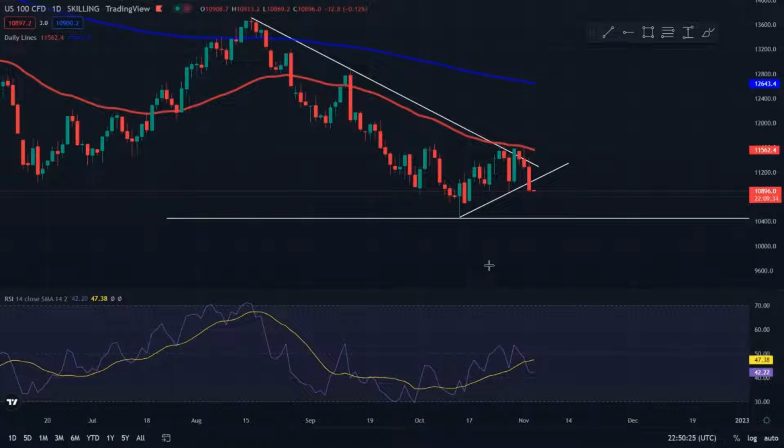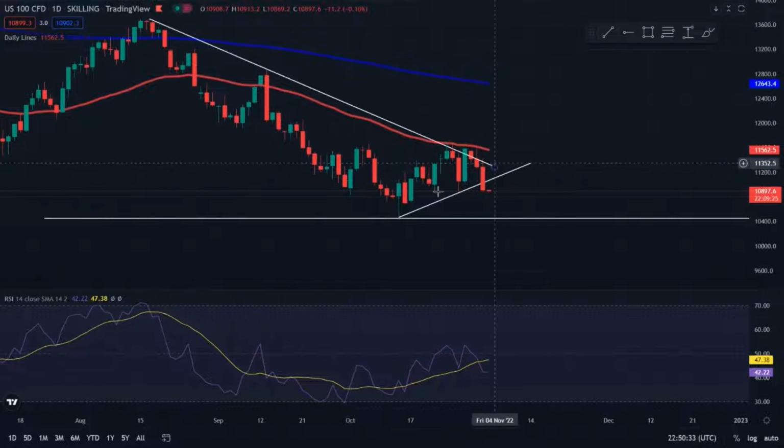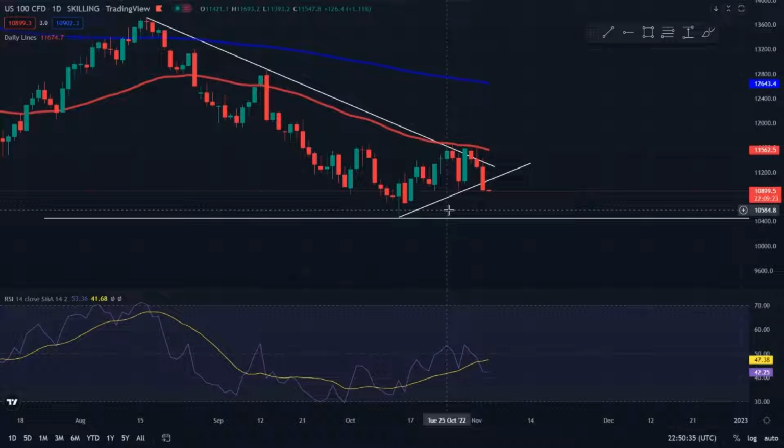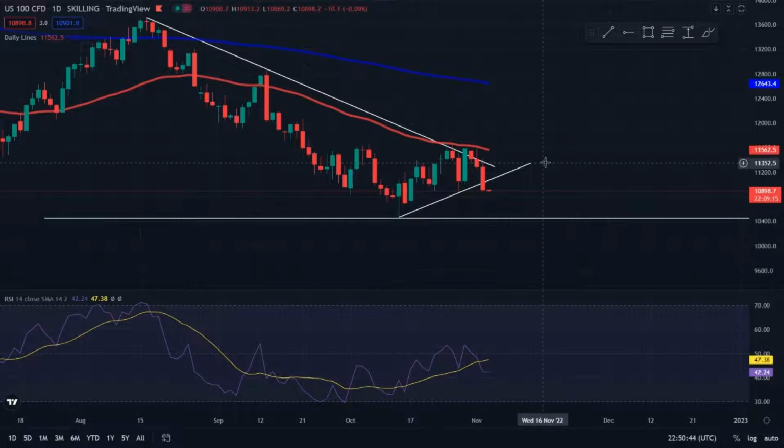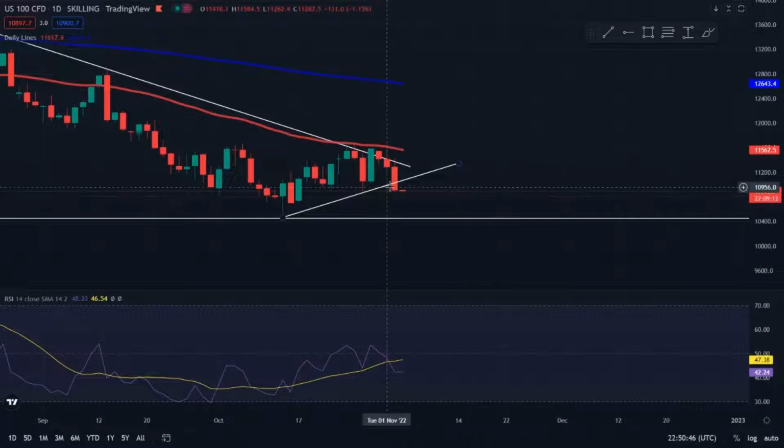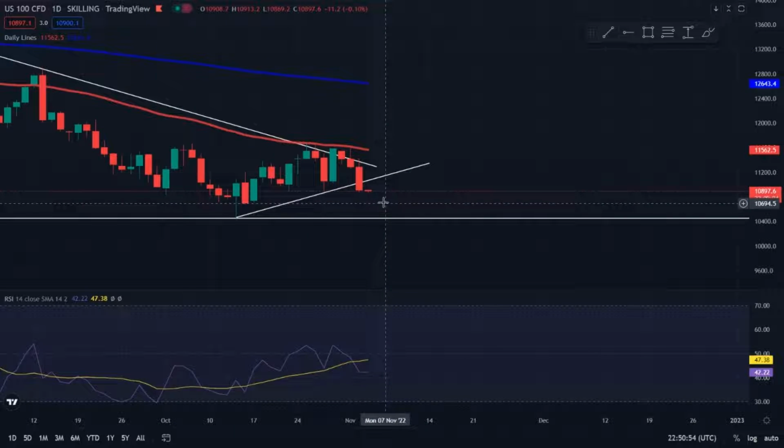Okay, so going back to the Nasdaq 100, as I said, it's trading around 10,897. We did see it break below our upward trend line that we had for the past week, since October 13th. But does that mean we are heading all the way down to maybe 10,500? I did mention that if we get a break here, we might be going down.